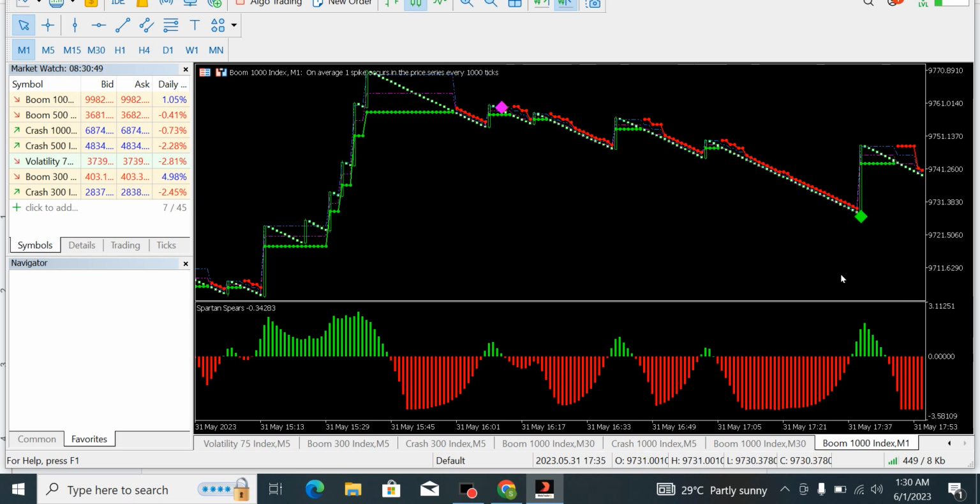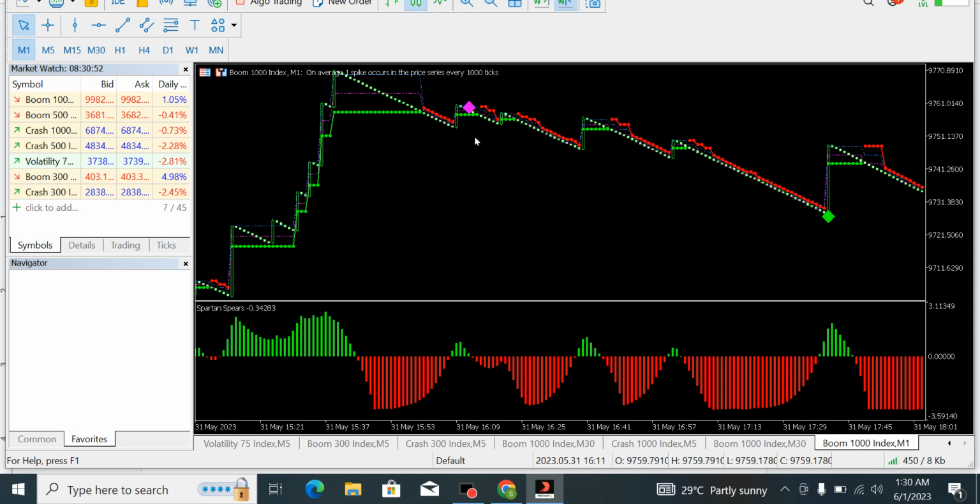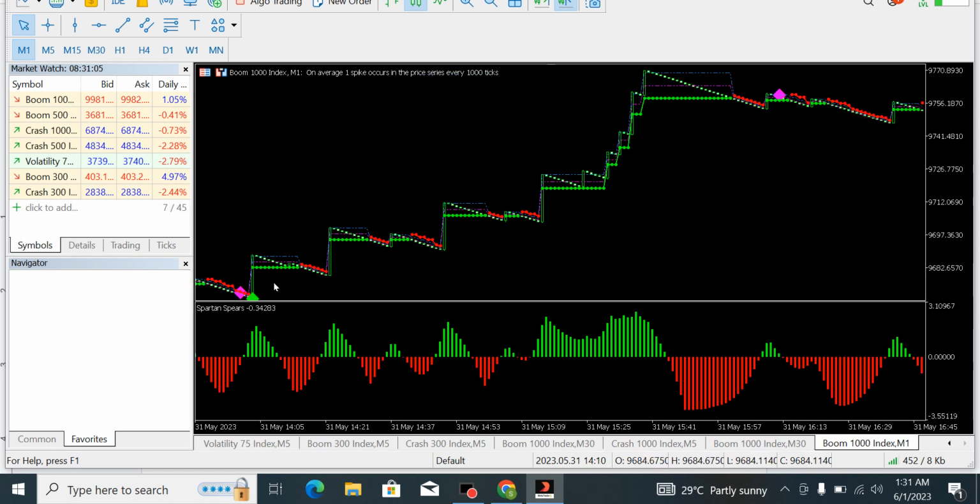Like I said earlier, in my last video, when it is red like this, when you have this dotted red line, it means that the market is on a downtrend at that particular point. But when we have the dotted green line, it means that the market is on an uptrend at that point.